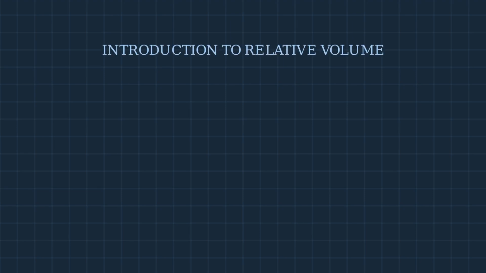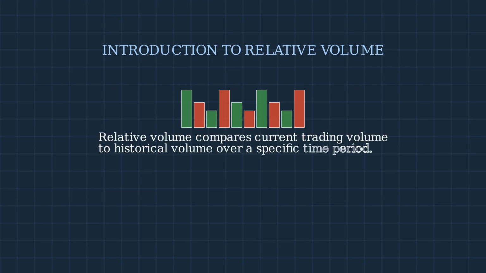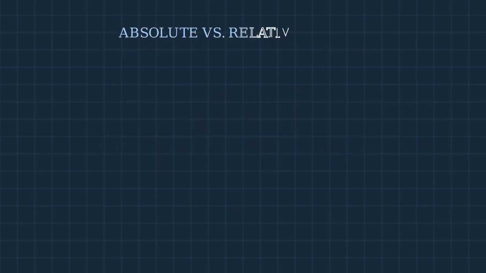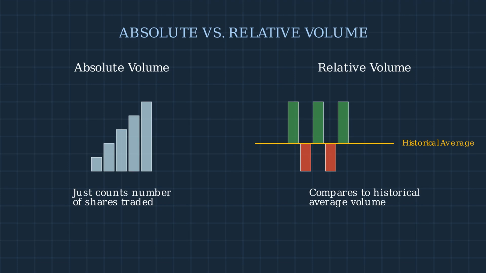Introduction to relative volume. Relative volume compares the current trading volume of a security to its past volume over a specific time period. Unlike absolute volume, which just counts the number of shares traded, relative volume provides context by comparing current volume to historical averages.